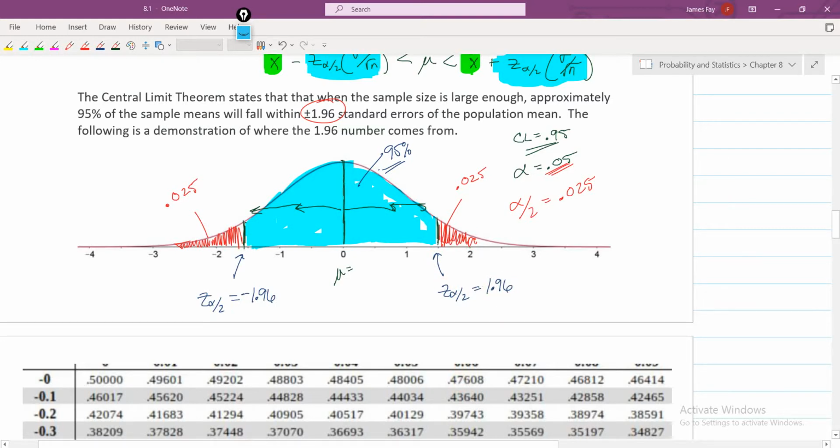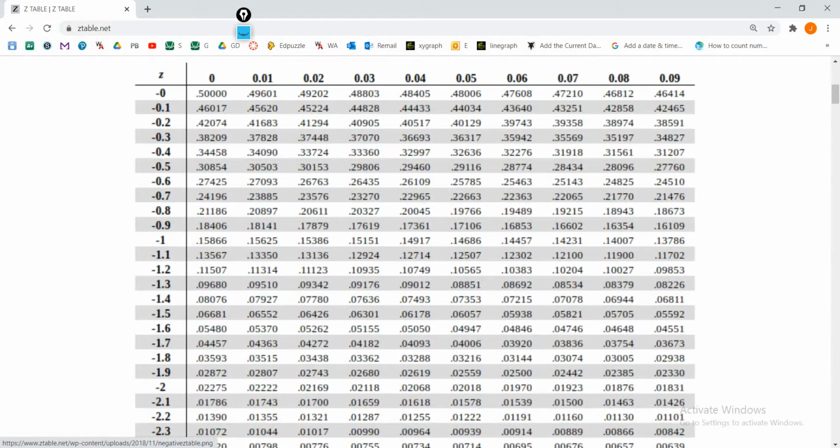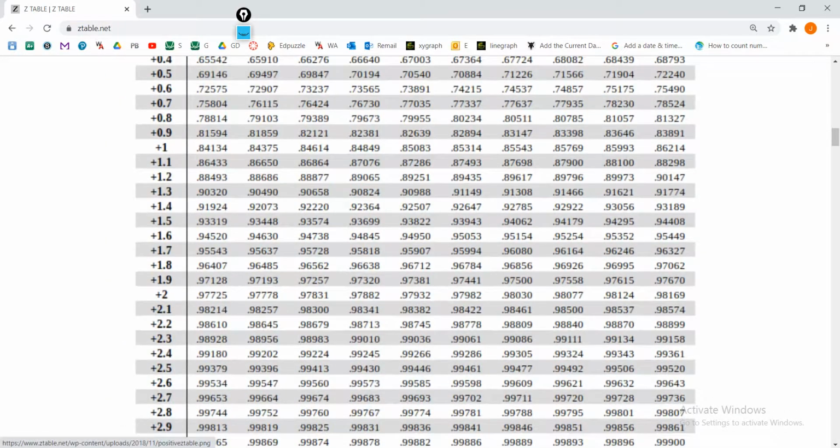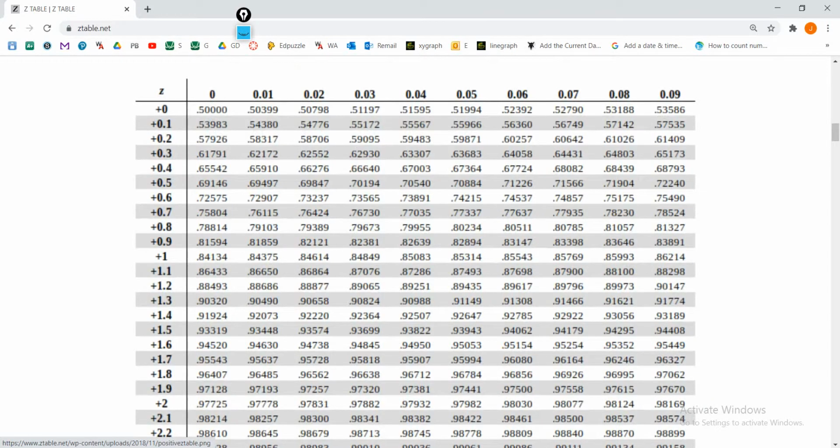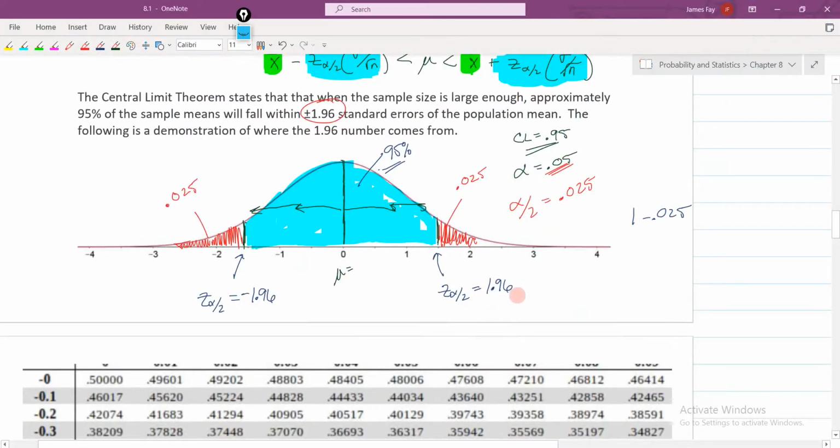We can also find that by taking the area of 1 minus 0.025 and looking that up in the table. 0.975 would be right here. That's 1 minus 0.025. If I go across, we see that it's 1.9, and if I go up, it's 0.06. Merge those together, and you get a positive 1.96 here.